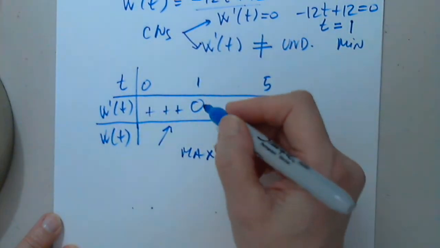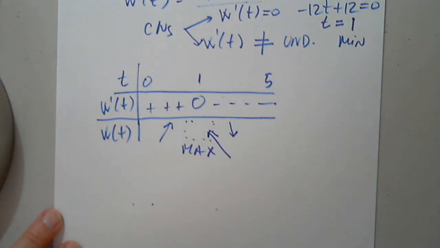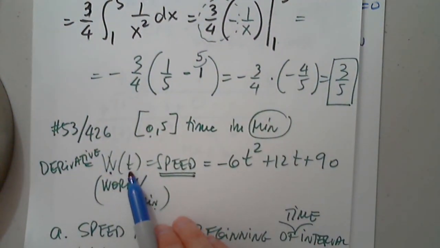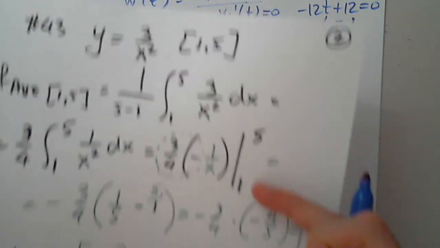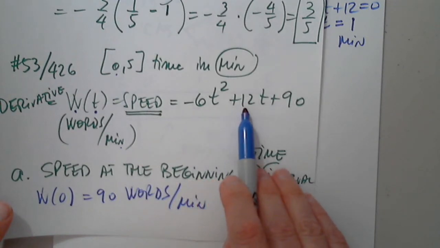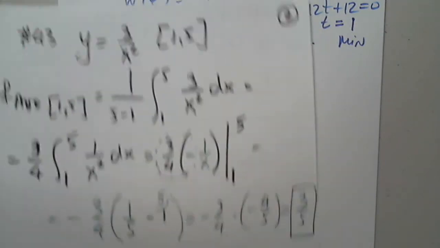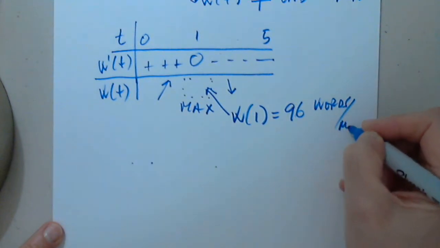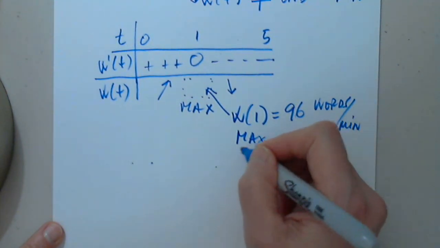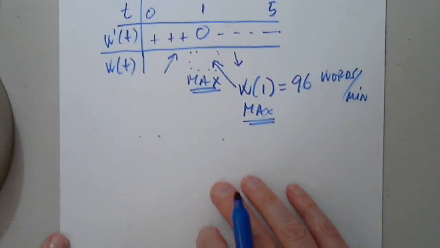But they want us to even find it. So this value will be w of 1. So w of 1 will be negative 6 plus 12 is 6. 6 plus 90, 96 words per minute. This is the maximum. I already have it here. In part C, find the average speed over the 5-minute interval.